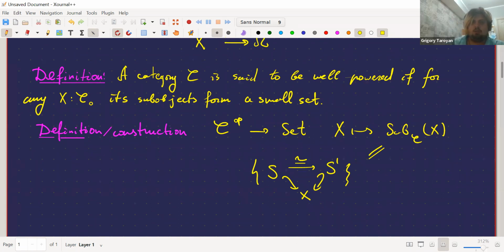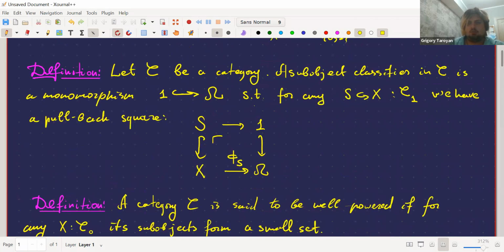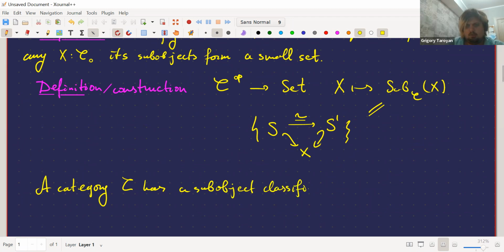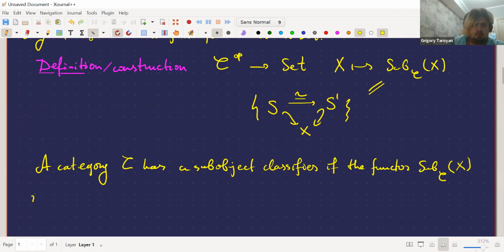Okay, so then the condition that we have a subobject classifier is just equivalent to the following. A category C has a subobject classifier if the functor Sub_C, which maps, well, not of X, but just of any object, is representable by omega.